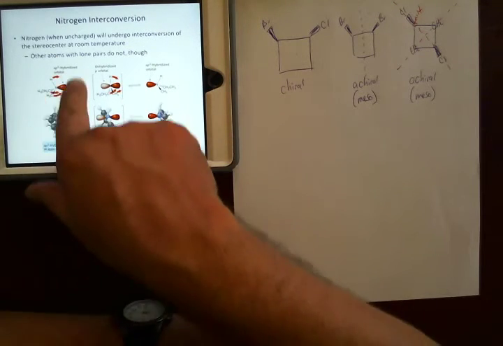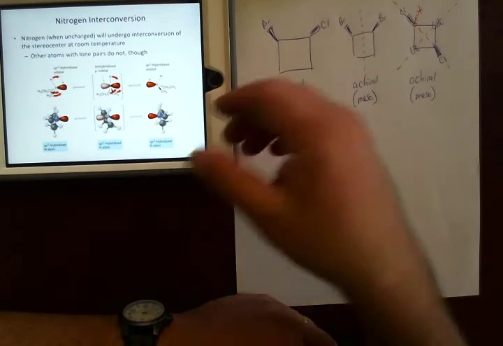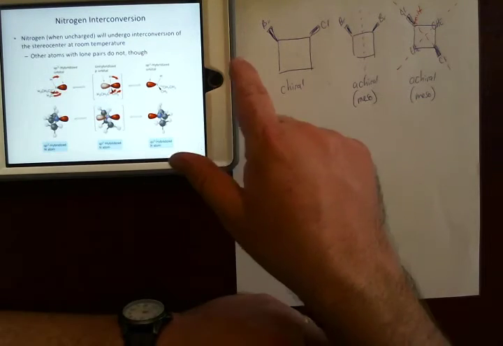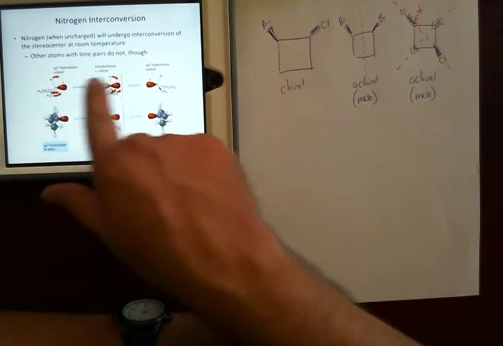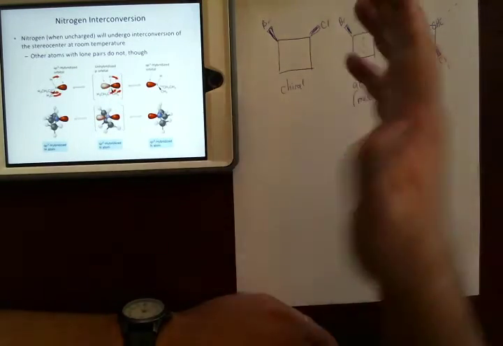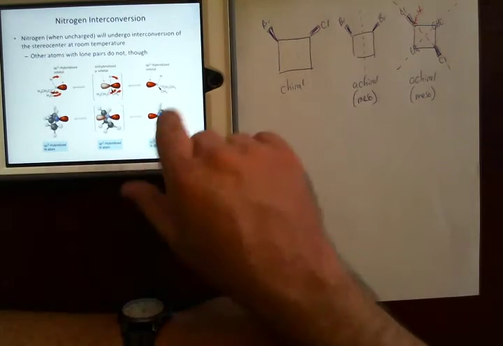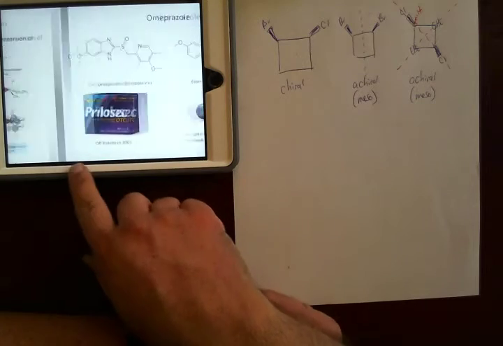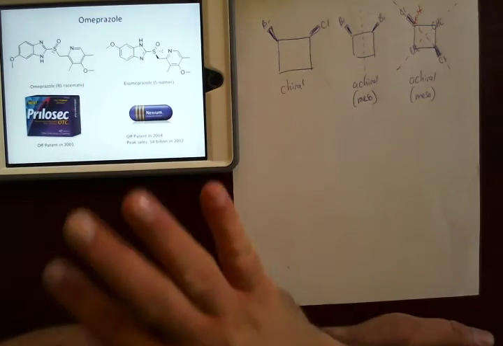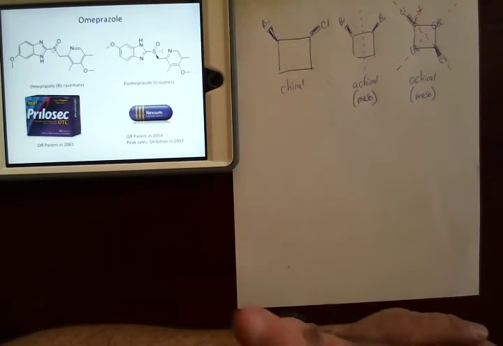So if you start off with this one, let's say, and we'll talk about this in the next chapter, if you get the R, the opposite one is the S, and so you actually get these whopping through and stuff like that. So it sort of goes back and forth. Okay? But for other atoms, you can have this be stable.